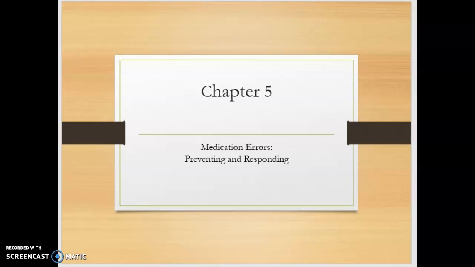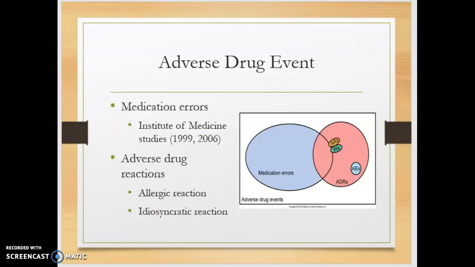Now let's discuss Chapter 5. We're going to take a few minutes to review medication errors, how to prevent them, and how to respond. So, an adverse drug event is a general or more global term which can include medication errors. It can also include adverse drug reactions, like allergic reactions or idiosyncratic reactions. Your textbook talks about the work at the Institute of Medicine and the studies related to the medication errors.